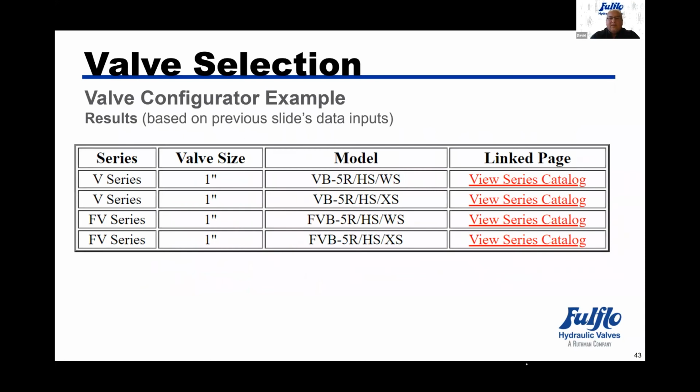Or we also have the same model number with a different spring, the spring 60 to 175, which is the XS spring. That also would work for the application. Customer might choose, does he want to work toward the low end of the spring or to the higher end of the spring? You also get the choice of the FV series valve. So the V or the FV series is what your choices are, and you can see the rest of the model numbers are the same.